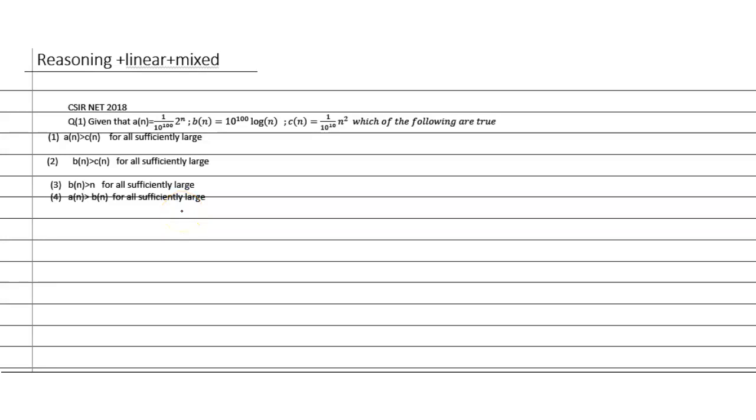Today's discussion is reasoning plus linear plus mixed problems for CSIR NET and GATE. So the first question is: given that an equals 1 by 10 to the power 100 2 to the power n, bn equals 10 to the power 100 log n, and cn equals 1 by 10 to the power n square, which of the following are true.